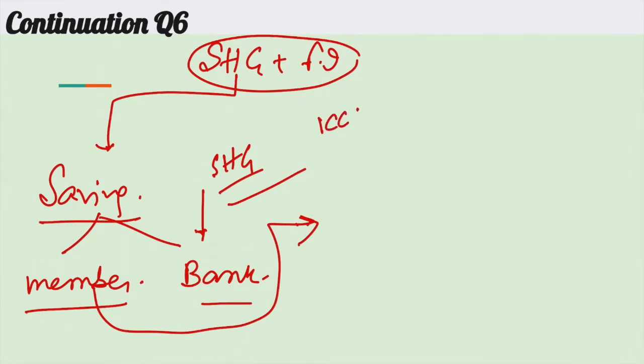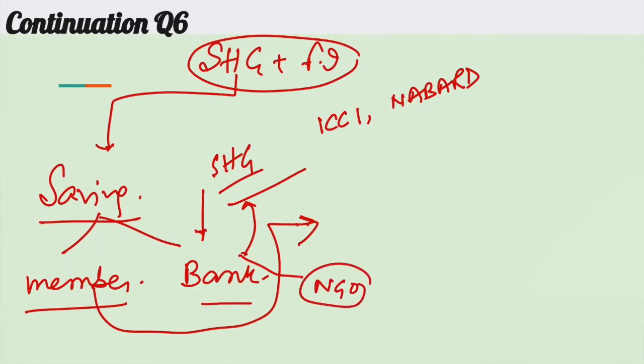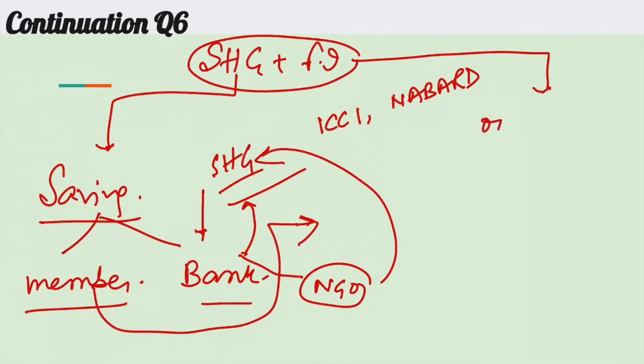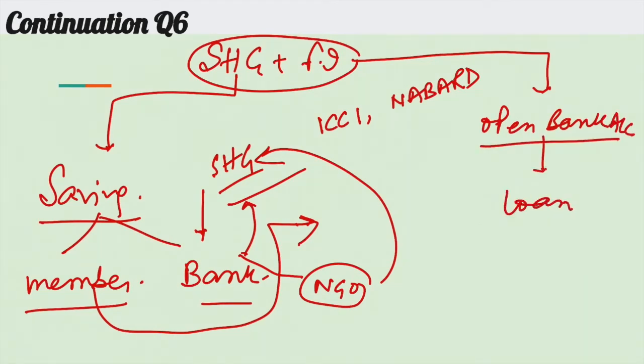Second is, the bank can also give them a loan, and this is called the SHG bank linkage program. The best example of the SHG bank linkage program is ICICI, NABARD. What happens here is, the bank can either directly give a loan to the SHG, or the bank first gives a loan to an NGO and then to the SHG. These are the two modes through which the SHG bank linkage program operates. Now, whenever they have access to the loan, obviously they will have to open a bank account, otherwise they will not get the loan. Opening of bank account, understood? After that, they will get the loan.